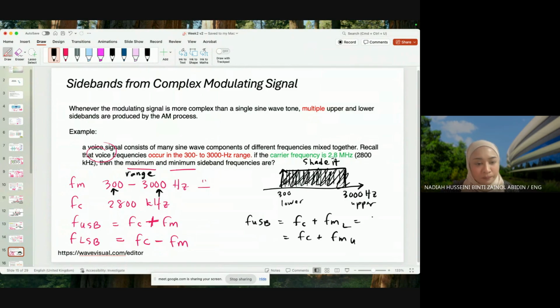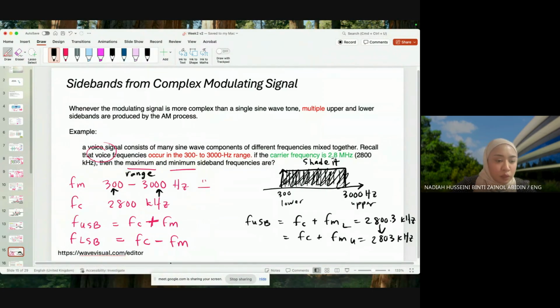So this is going to give me 2800.3 kilohertz for the lower boundary, and then FC plus the upper boundary, 3000 Hz is 3 kilohertz, so 2803 kilohertz. So my upper sideband has a range of 2800.3 all the way to 2803 kilohertz. That was one side, the upper sideband.